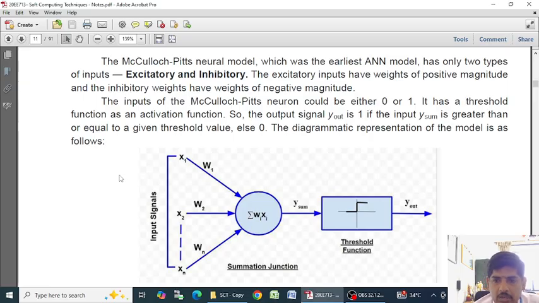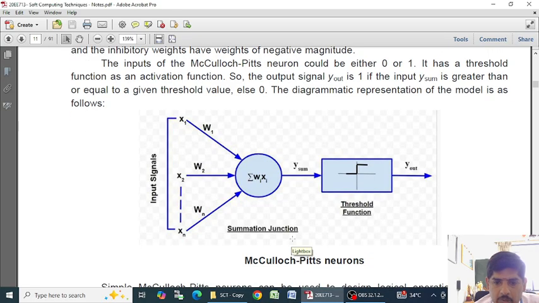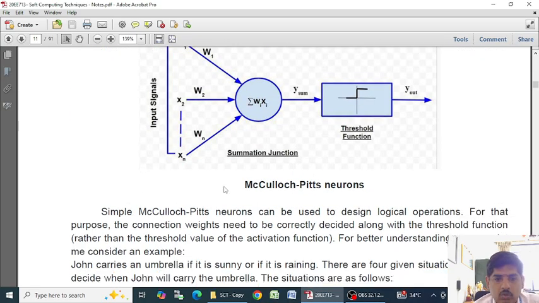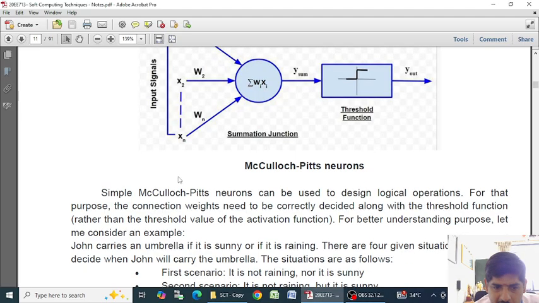This is the diagrammatic representation of the McCulloch-Pitts neuron model. As I already told, this model can be used for logical operations: AND function, OR function, XOR function, NOT function. Normally the McCulloch-Pitts neuron model is used for these functions. For a better understanding, let me consider a simple example.